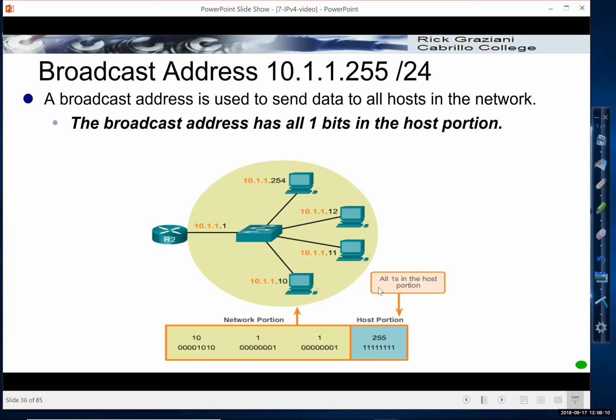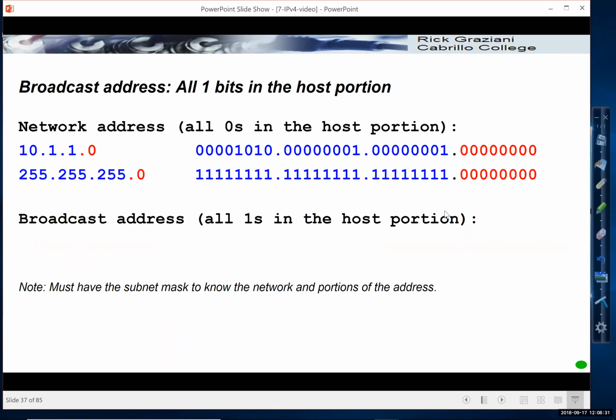Broadcast address. A broadcast address is a special IPv4 address that is used to send a message to all devices on the network. And in all cases, a broadcast address will have all 1 bits in the host portion. So let's take a look at what the broadcast address would be for this network.